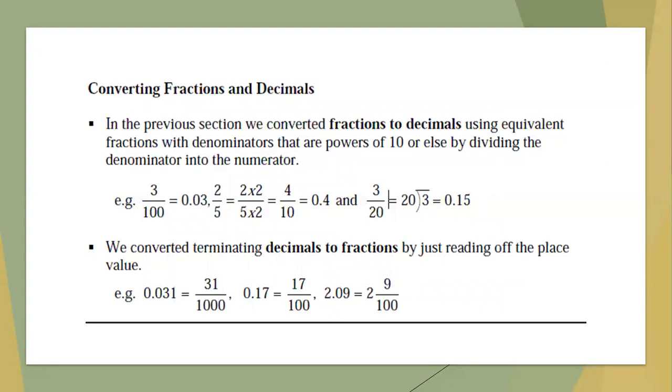We converted terminating decimals to fractions by just reading off the place value. So 0.031 equals 31 over 1,000. 0.17 equals 17 over 100. 2.09 equals 2 and 9 over 100.